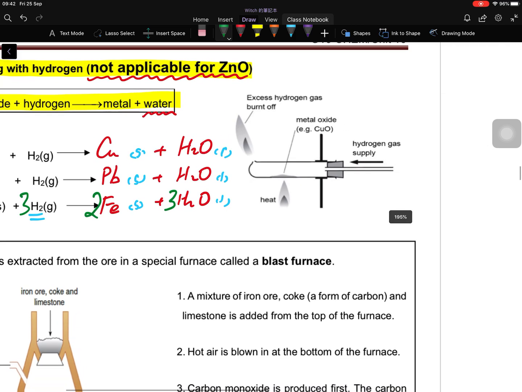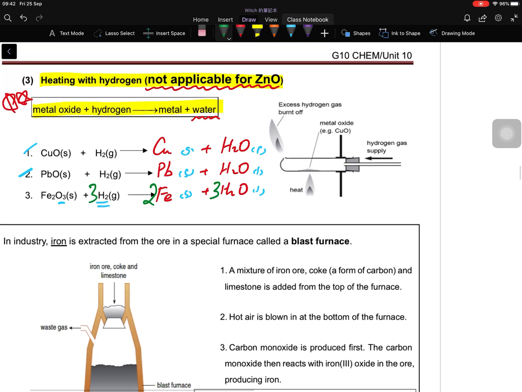Okay, very well. This time the setup, you need to memorize how to draw it, but we replace the carbon monoxide with a hydrogen supply. It's okay, because it's the same setup as carbon monoxide. And again, don't forget to burn off the excess hydrogen.